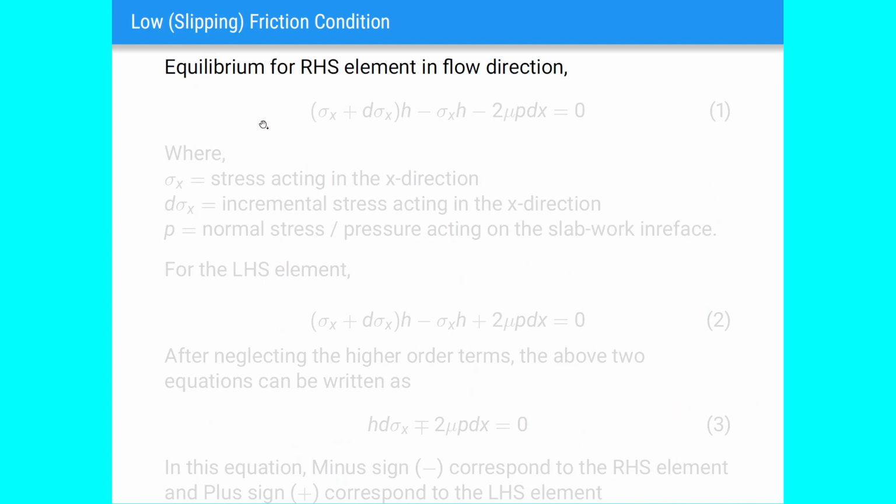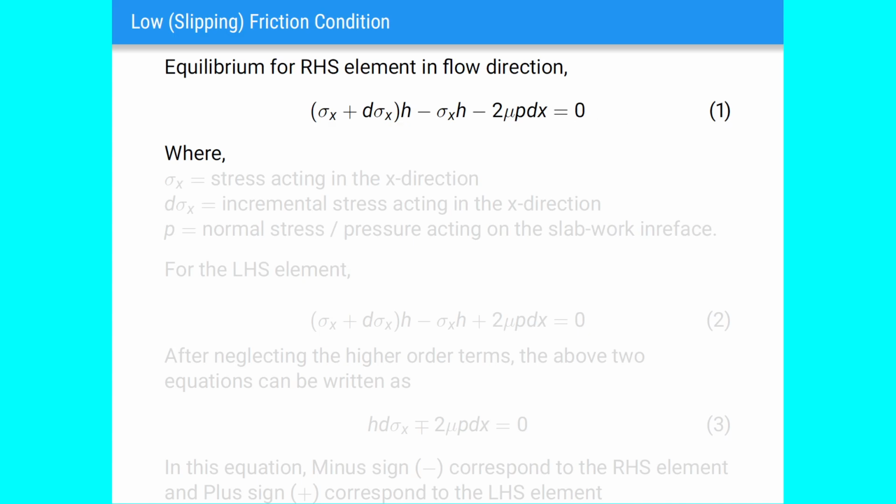This is from the equilibrium of your right hand side element. It will end up with something like this: sigma x plus d sigma x into h minus sigma x into h minus twice mu p into dx equal to 0. So equation number 1.